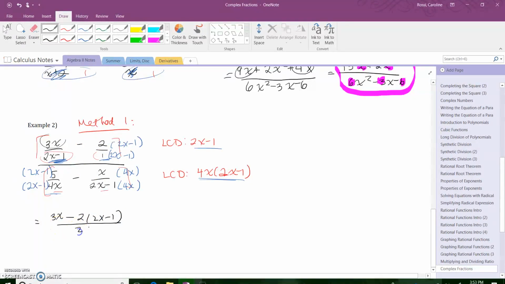That's all over my LCD on the very top. Huge fraction bar. I have 5. And then 2x minus 1. I have minus, okay, x times 4x. I'm just going to make that 4x squared. It helps to simplify as you go.